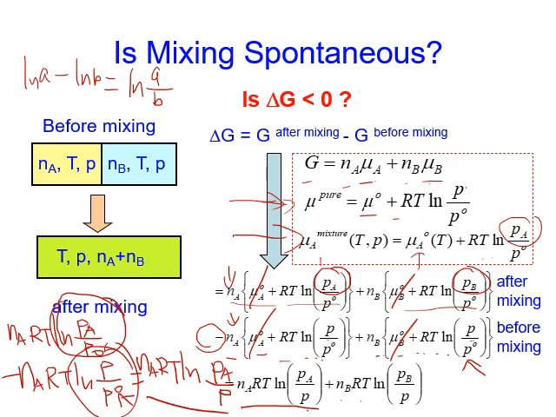In the next slide, we're going to show that the partial pressure of A divided by the pressure of the ideal gas equals the mole fraction in the mixture. So this is the mole fraction of A in the mixture, and similarly, this is the mole fraction of B in the mixture.